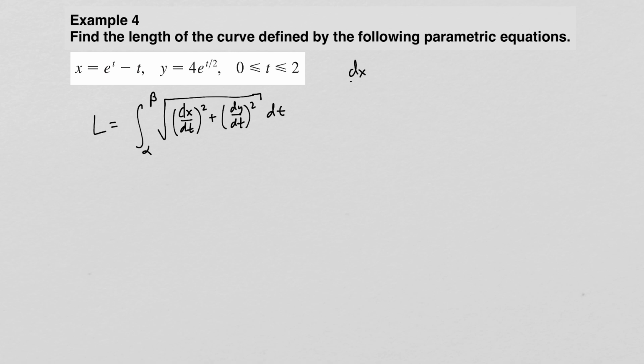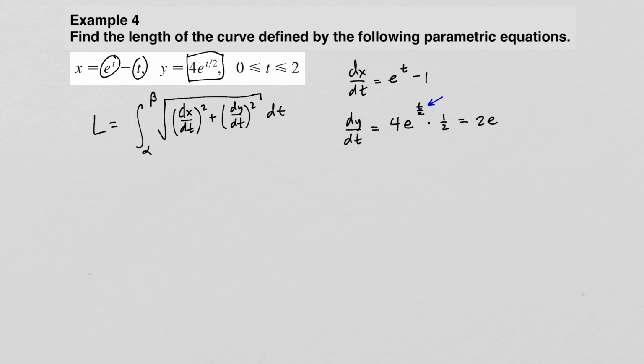So we need dx/dt. Well, the derivative of e to the t is e to the t minus the derivative of t is 1. So that was easy enough. We also need dy/dt. The derivative of 4e to the t divided by 2 is 4e to the t divided by 2 times the derivative of t divided by 2. And the derivative of t divided by 2 is 1/2. So we end up getting 2e to the t divided by 2.